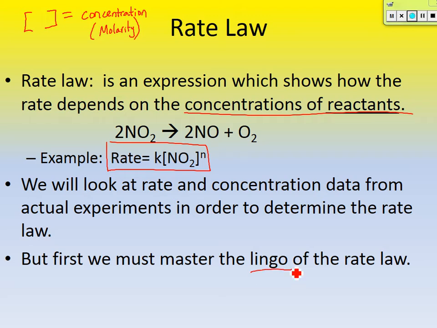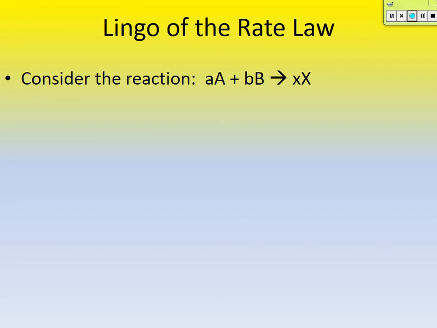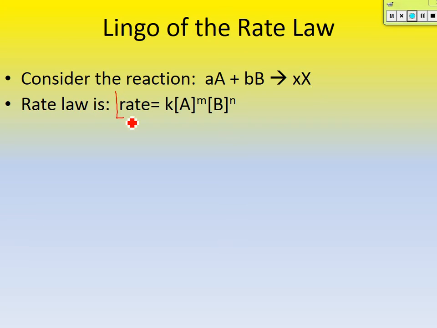Lingo means the terminology that goes with the rate law. So let's learn all of the terms that are involved in this rate law. So if we consider this reaction, A plus B goes to X. The rate law for this chemical reaction would be right here. So this would be the rate law.